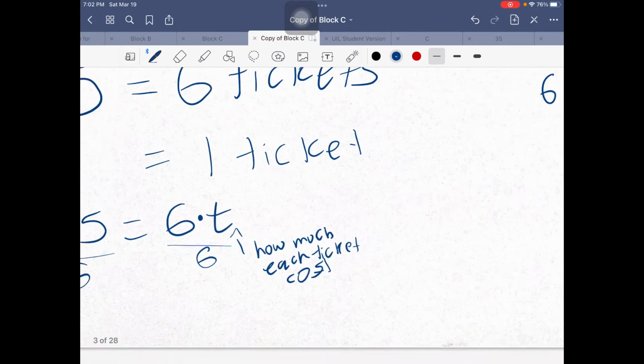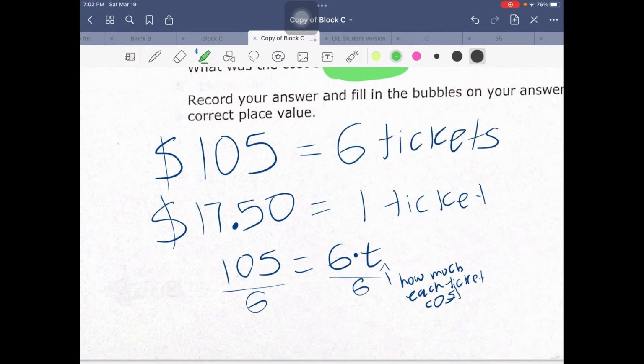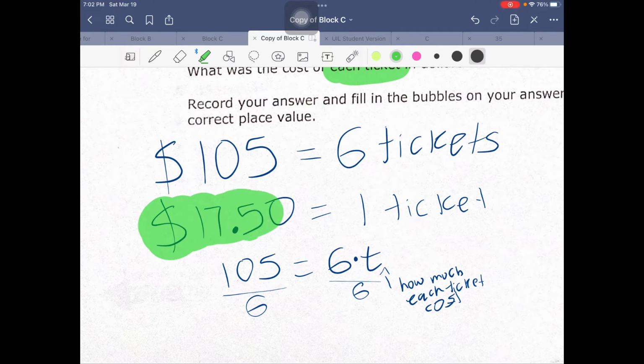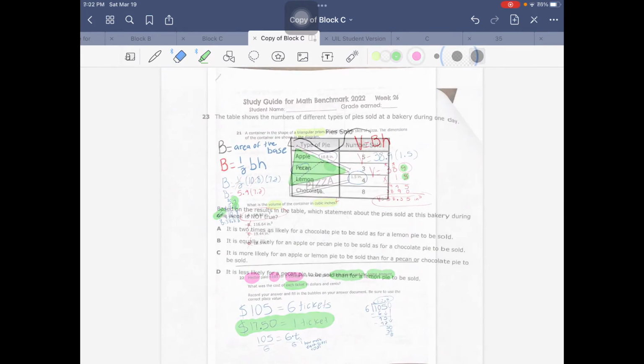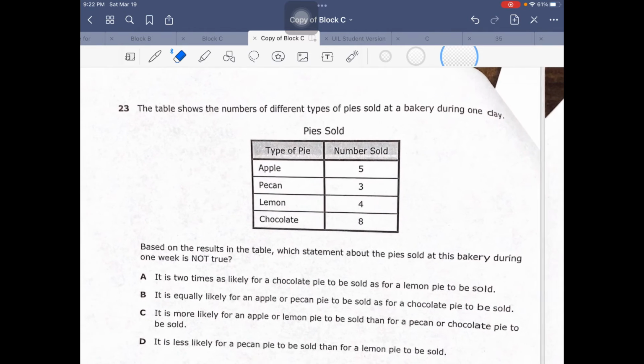My cost for each ticket would be 17. You put exactly the same thing. 17.5. That doesn't make any sense. So we add a 0, and that's our answer. Because if it was 5 cents, it would have to be 17.05. In this case, it's 17.5. So it's $17.50. That's the cost.